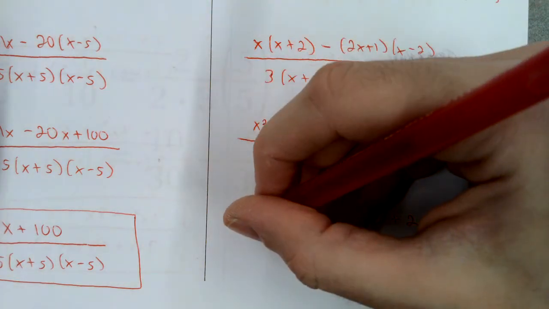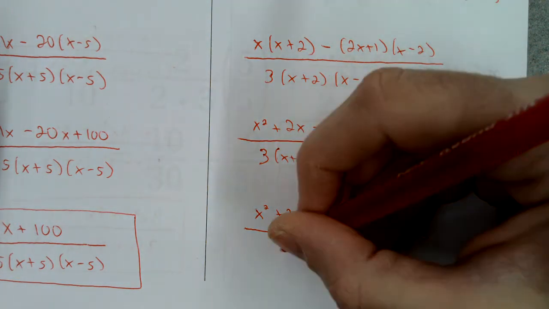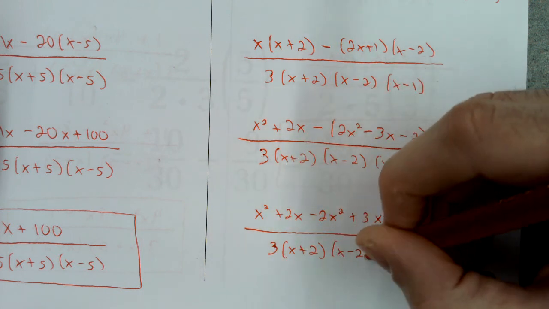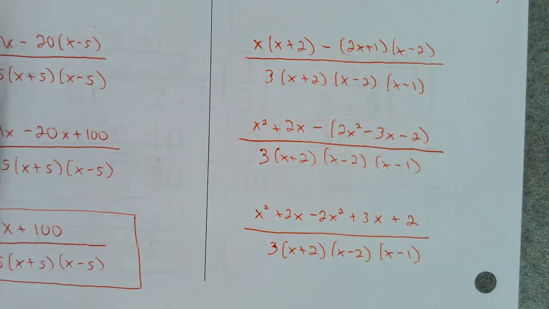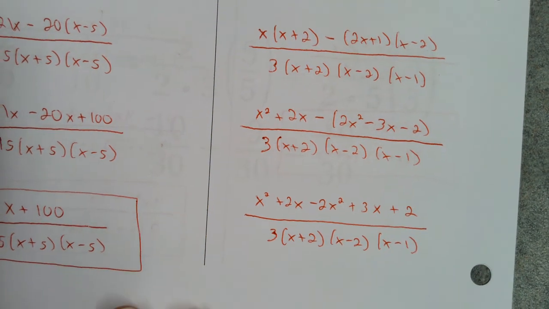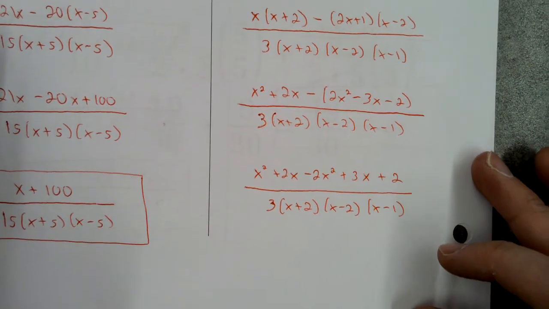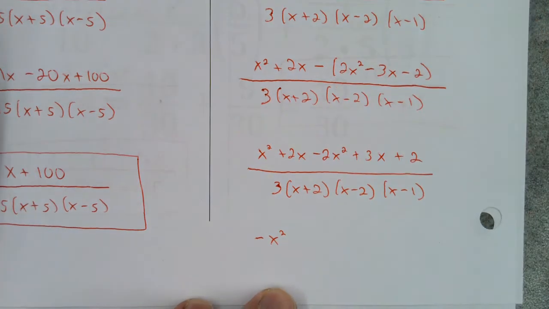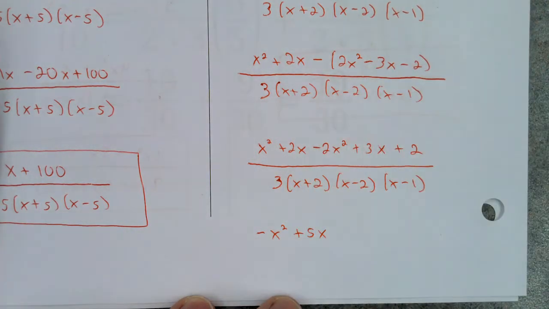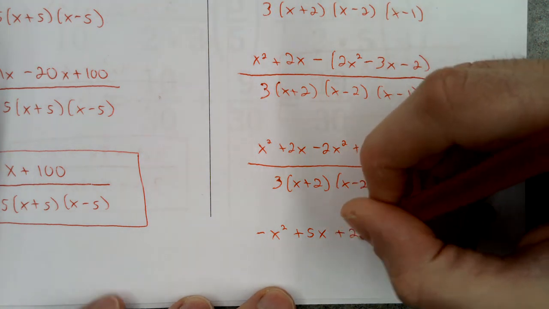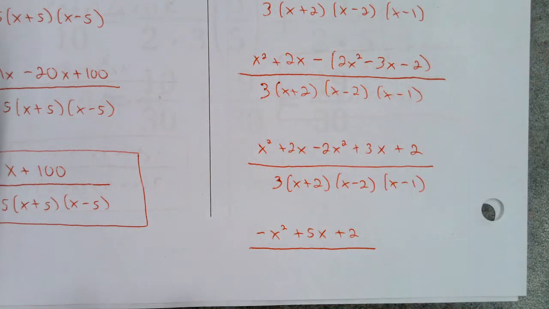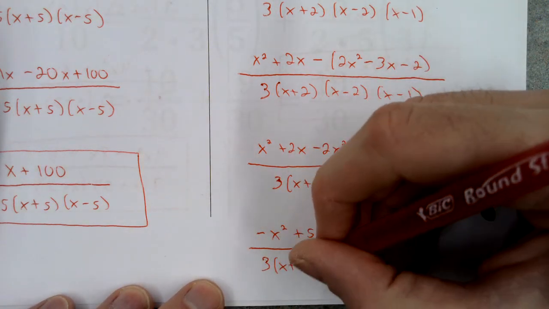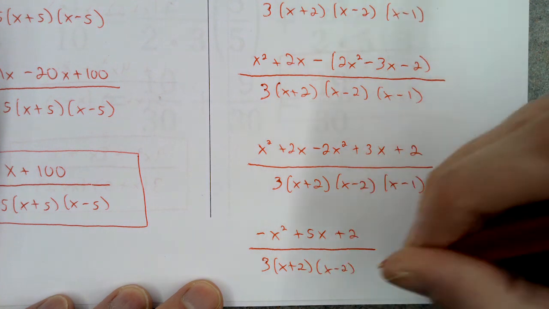Same denominator that we've been doing the entire time. Now you're going to just combine like terms and see if you can factor any more. So when you combine like terms in the numerator, you get negative x squared plus 5x plus 2 over 3 times x plus 2 times x minus 2 times x minus 1.